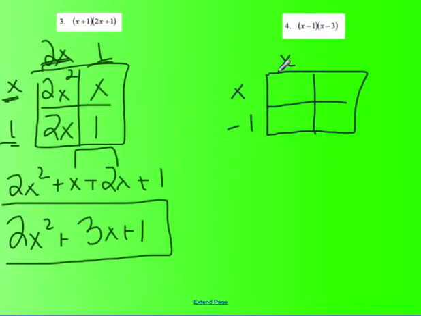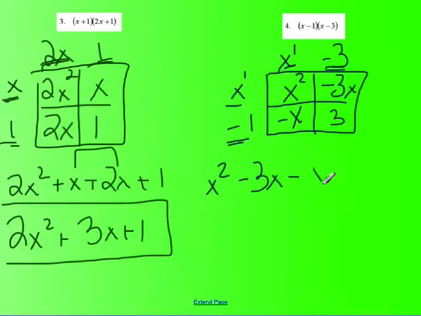So I'm making sure I take the signs of each of the terms with. So x to the first times x to the first is x squared. X times negative 3 is negative 3x. Negative 1 times x is negative x. Negative 1 times negative 3 is positive 3. Okay, so really check out those signs. Make sure you're holding true to each of the signs. So then you have x squared minus 3x minus x plus 3.